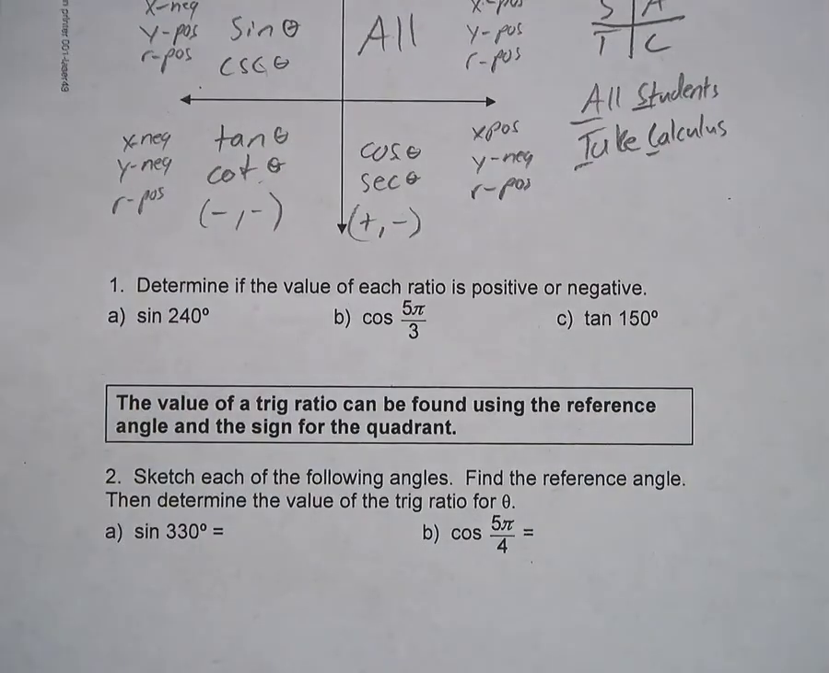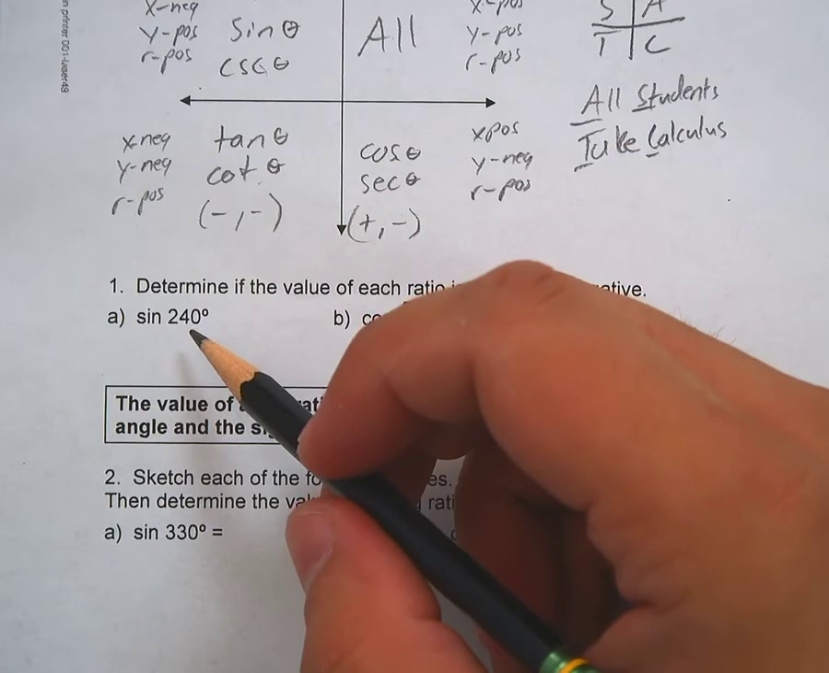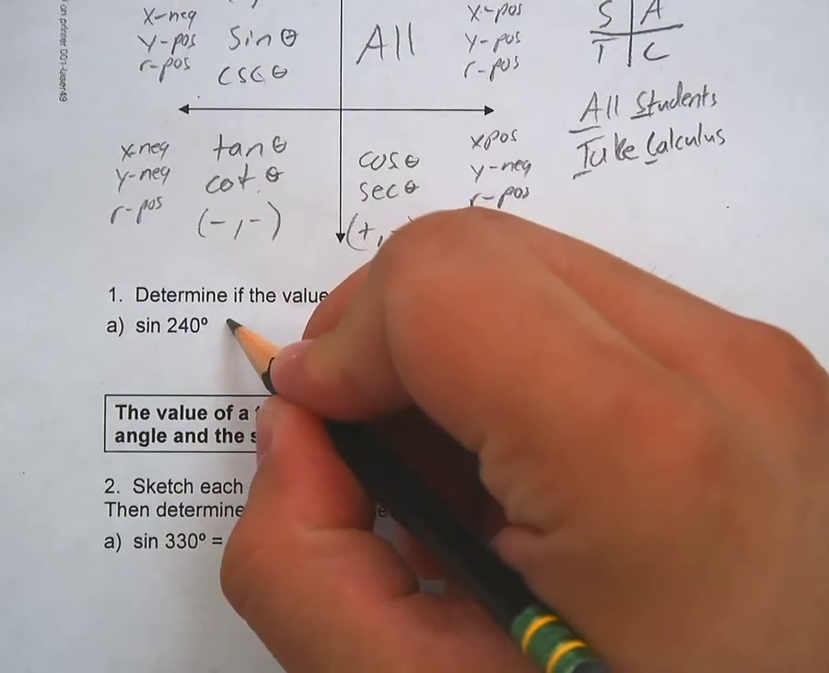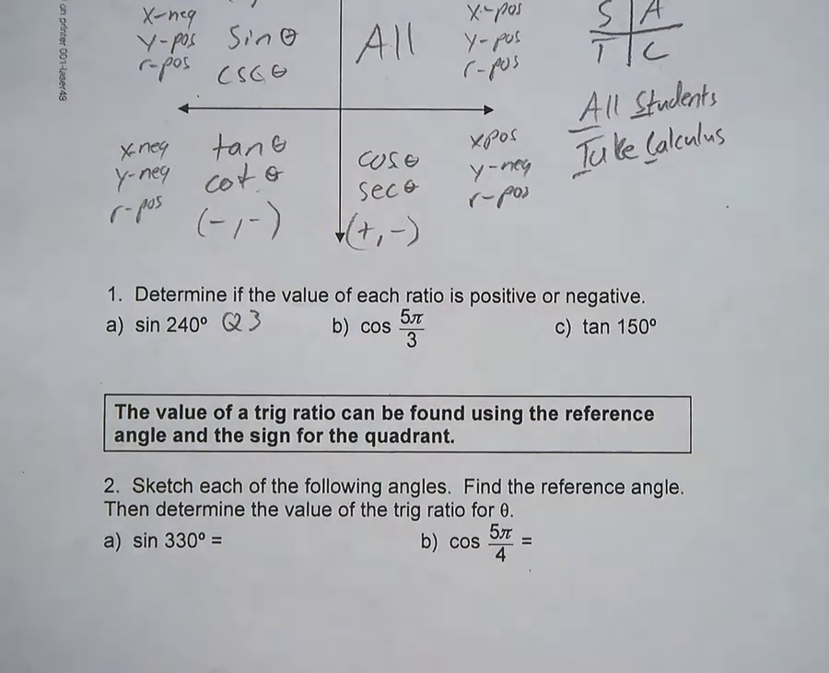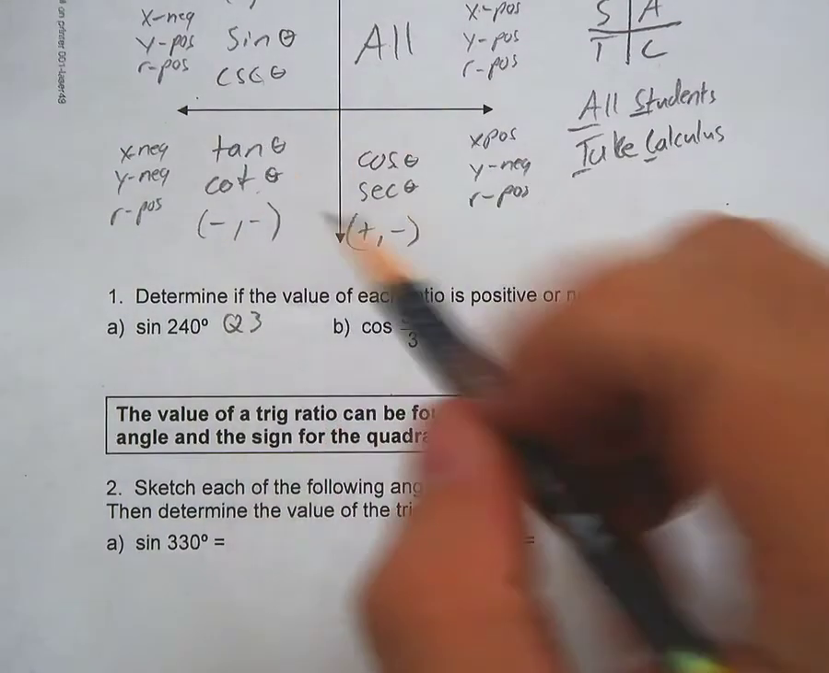So using that little thing we came up with, we can determine very quickly if an angle that they give us is positive or negative, such as the sine of 240. Sine of 240, where is 240 degrees at? Think about what quadrant 240 degrees is in. 240 degrees is in quadrant 3. And is quadrant 3 positive or negative for sine? Well, it's not positive because it's not one of these two, so it's got to be negative.